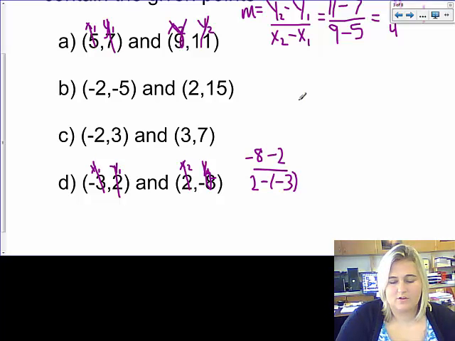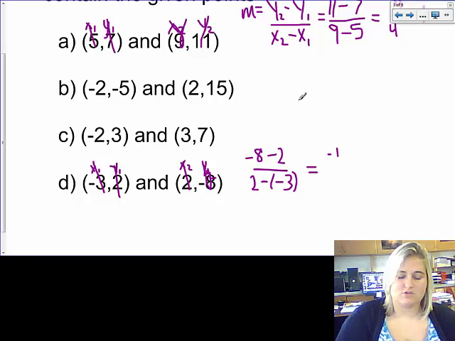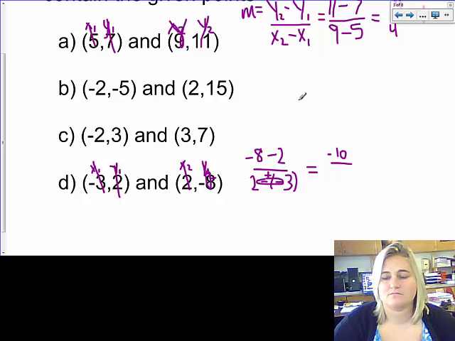So on top we have negative 8 minus 2 gives me a negative 10 over. Then I have a double negative, which I hope we all know at this point gives us a positive. So 2 plus 3 is 5, and negative 10 divided by 5 gives me a slope of negative 2, and that's my final answer.